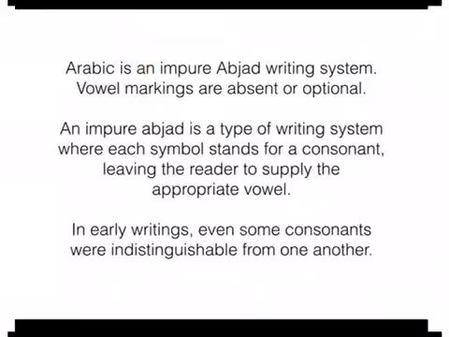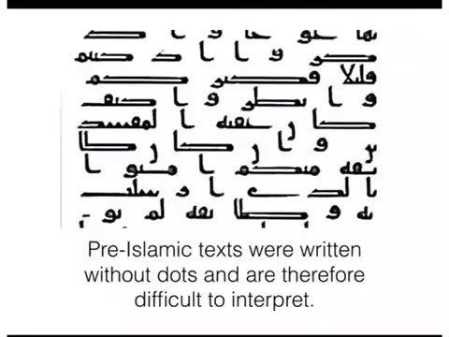Arabic is an impure abjad writing system. Vowel markings are absent or optional. An impure abjad is a type of writing system where each symbol stands for a consonant, leaving the reader to supply the appropriate vowel. In early writings, even some consonants were indistinguishable from one another. Pre-Islamic texts were written without dots and are therefore very difficult to interpret, particularly for non-Arabic speaking people.